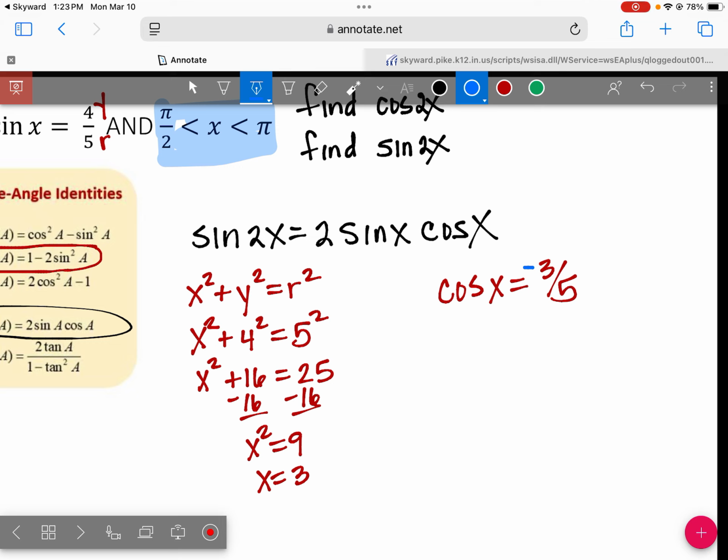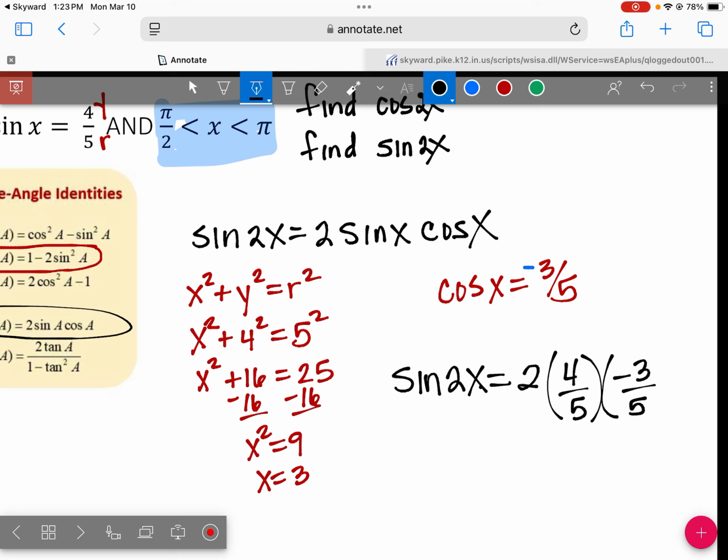So now we're ready to do our double angle. So I have the sine of 2x equals 2 times the sine, which is 4/5, times the cosine, which is negative 3/5. This is a lot easier because we don't have to square anything or subtract anything. All we're doing is multiplying straight across, and you're done. So you're going to take 2 times 4 times negative 3, that's your numerator, and 1 times 5 times 5, and that's your denominator.